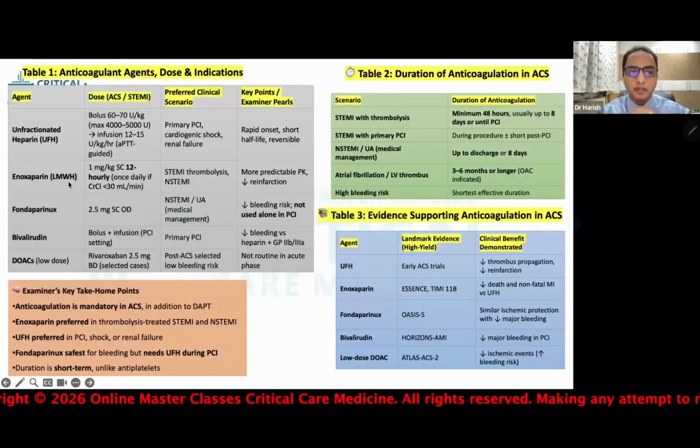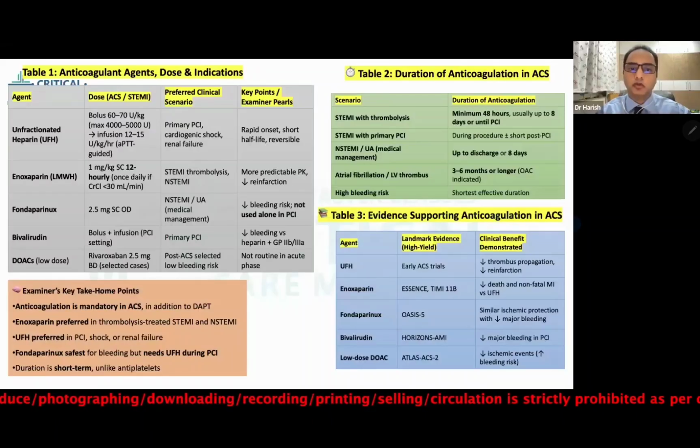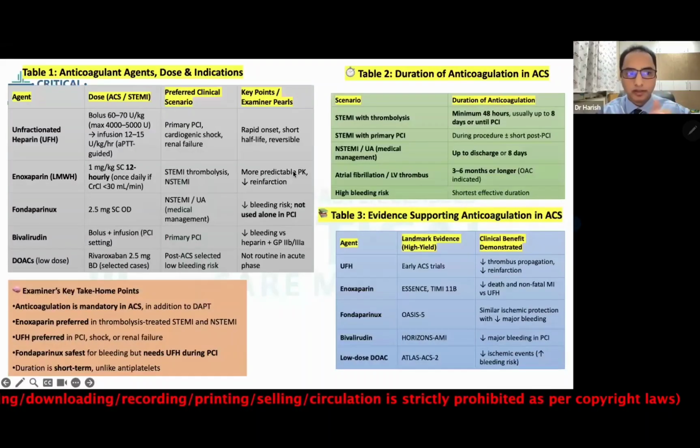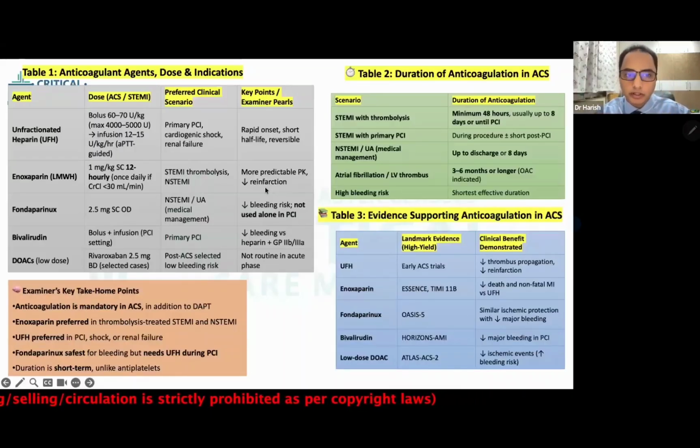So enoxaparin, which is a low molecular weight heparin: 1 milligram per kg subcutaneous 12 hourly. Once daily is indicated if clearance is less than 30. It is indicated in STEMI with thrombolysis or in NSTEMI. It has more predictable pharmacokinetics as compared to unfractionated heparin, and it helps in reducing the reinfarction incidence.